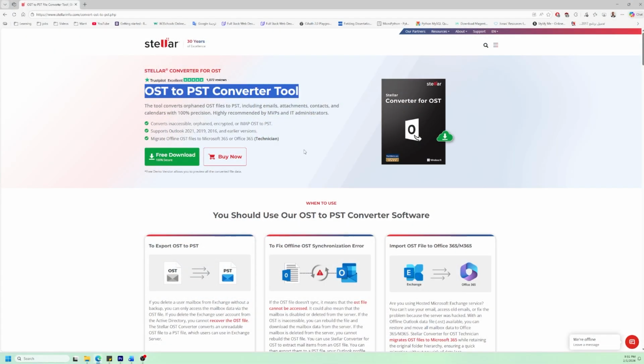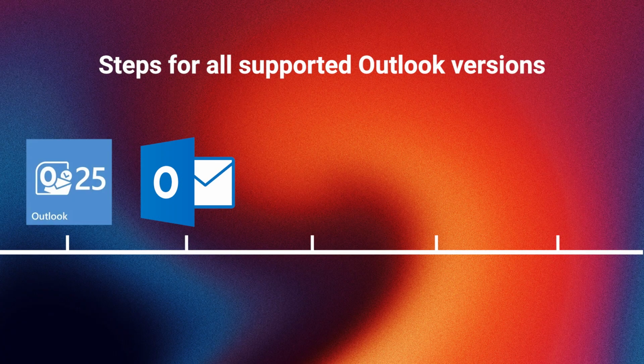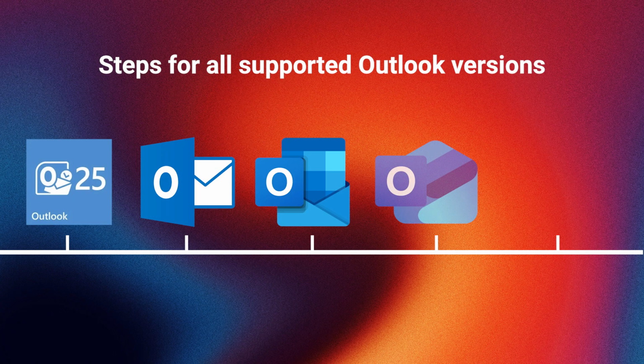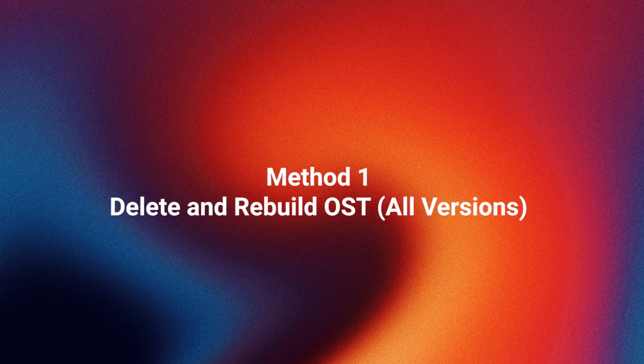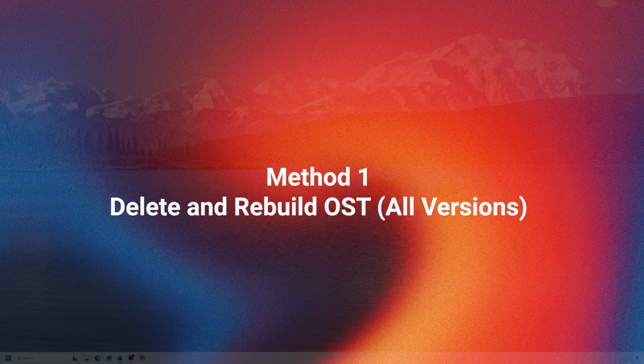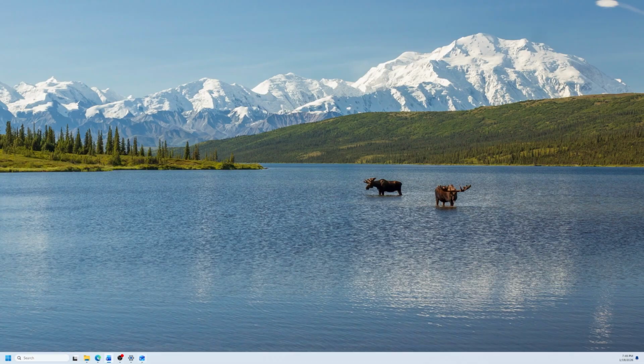Now, let's walk through the steps for all supported Outlook versions 2007, 10, 13, 16, 19, or 21. The method is delete and rebuild the OST file. To do that, you need to close your Outlook properly. So I'm going to go over my Outlook, right mouse click, and then close window.